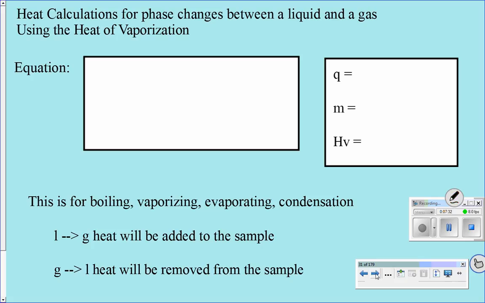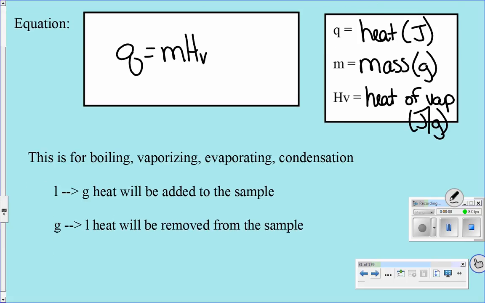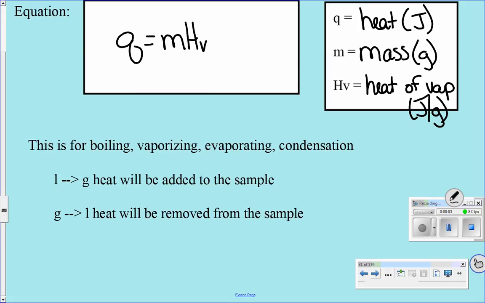So right on reference table T, right near the rest of your Q calculations, you'll see one that says Q equals mHv. This formula works exactly the same. We have Q for heat, again in joules, m for mass in grams, and we have what's called the heat of vaporization in joules per gram. And again, that's look-upable on table B. So if you see the words boiling, evaporating, vaporizing, condensation, this is the amount of energy that would either be added to the sample to go from liquid to gas, or removed from the sample to go from a gas to a liquid.